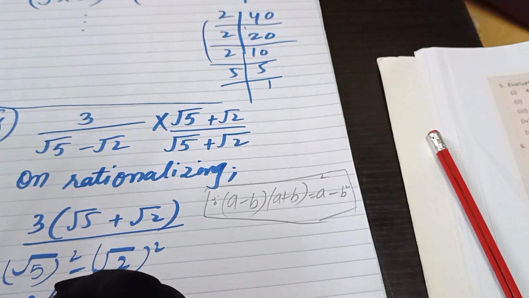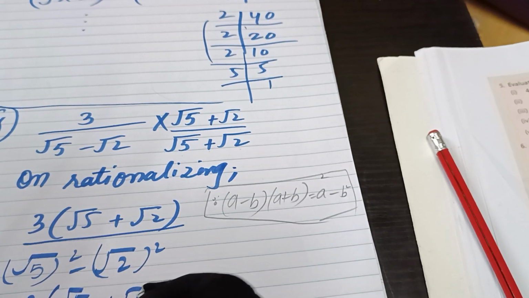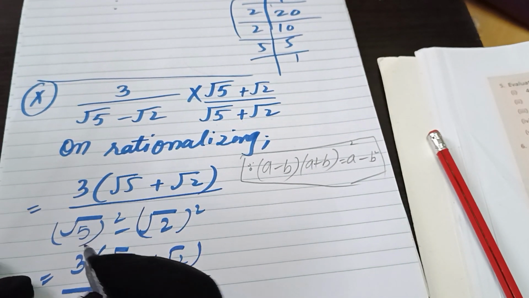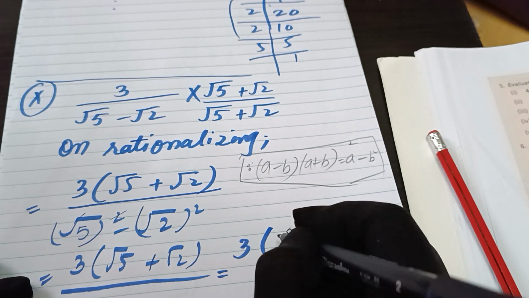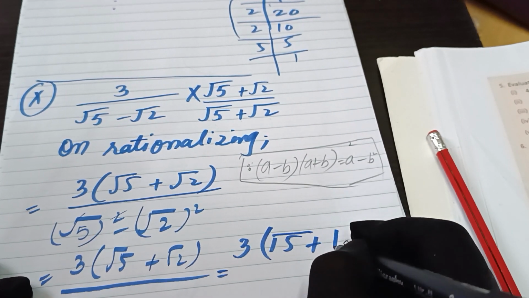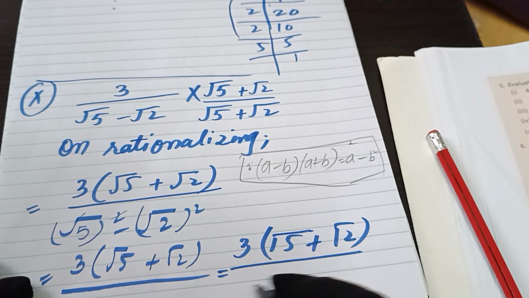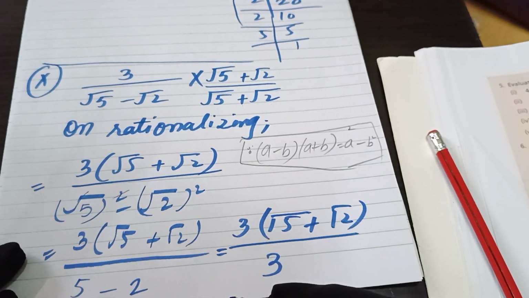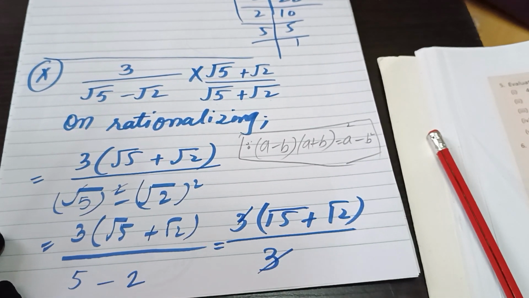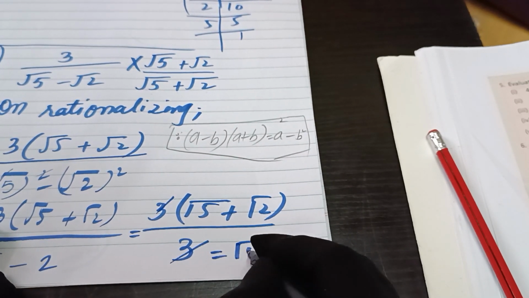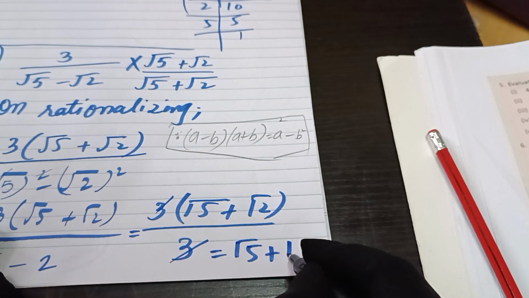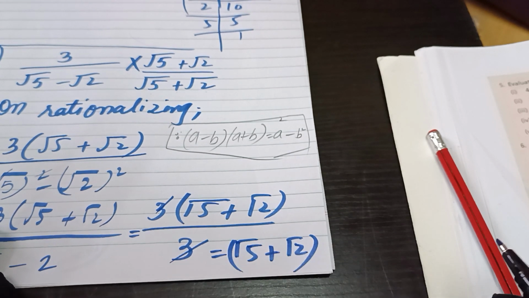3 will stay outside, 5 plus root 2 over. This will become 5. This square and square cancel, become 2. 3 times 5 plus under root 2 divided by 5 minus 2, which is 3. 5 minus 2 is 3. This 3 cancels. This is the final answer as 5 plus under root 2. This is completely simplified. It cannot be further simplified.